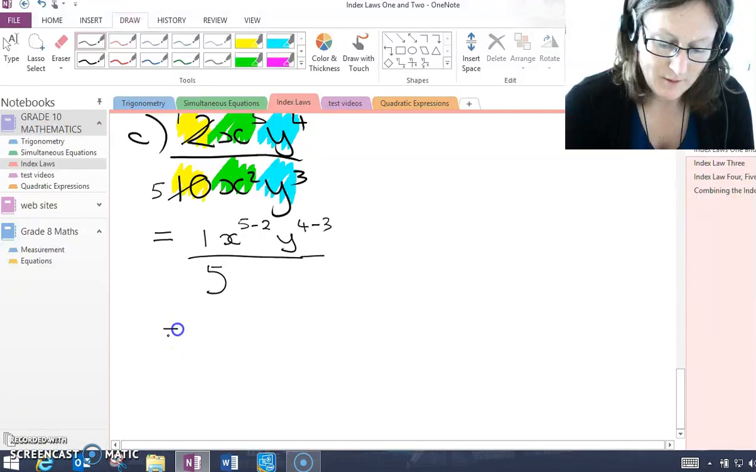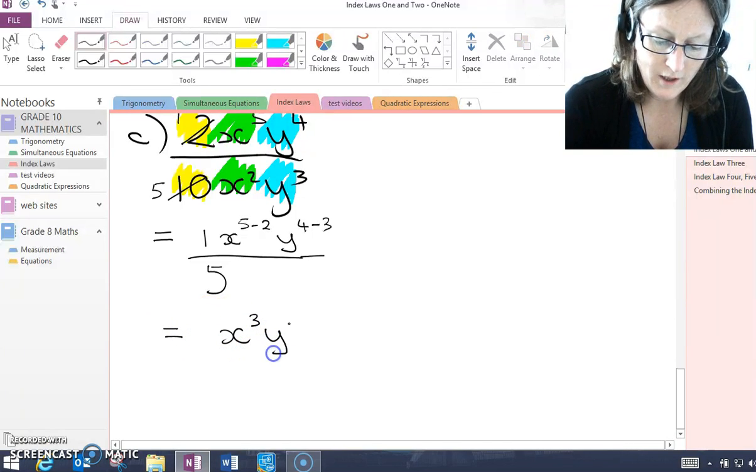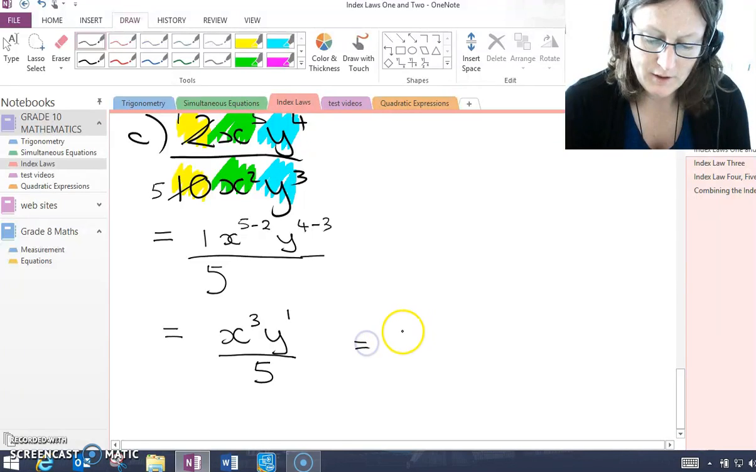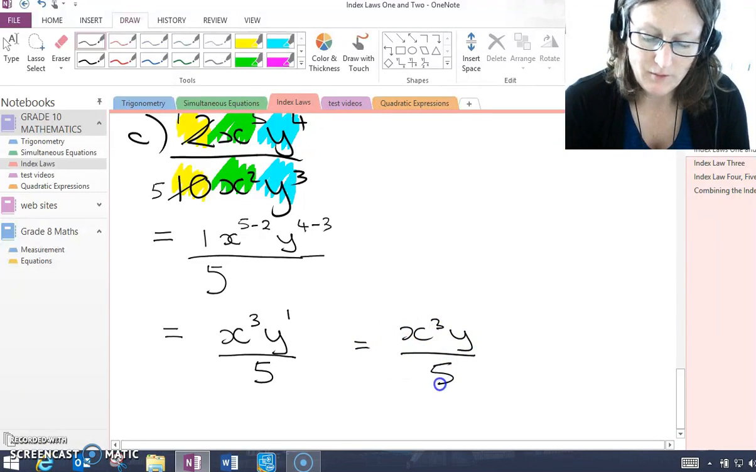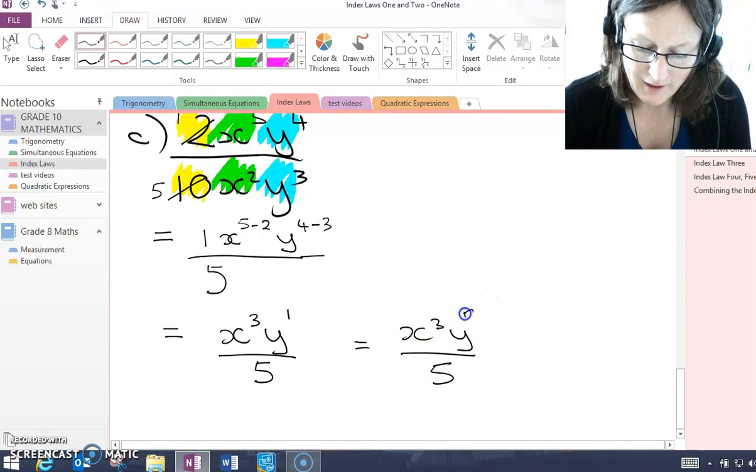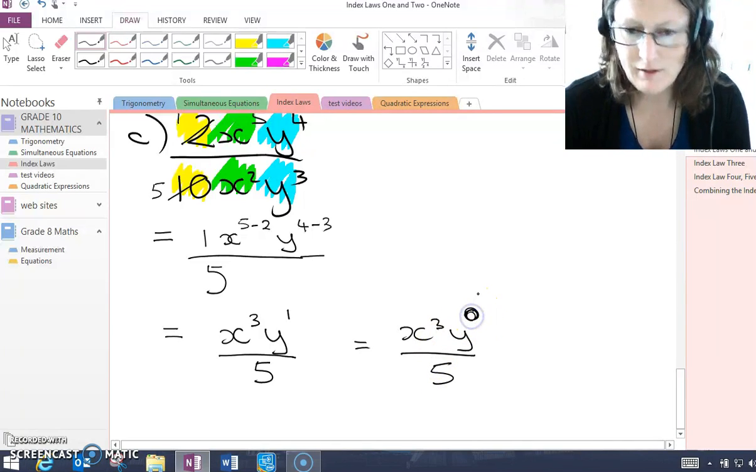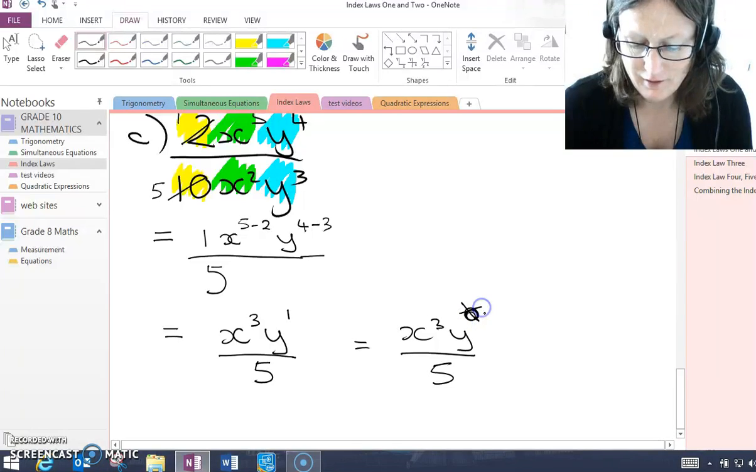So one last step, that gives me x to the power of 3, y to the power of 1 over 5. And remember, you may see this written as x to the power of 3, y over 5. That's the same thing. Here, if there's nothing written there, then it's not a nothing, it is 1.